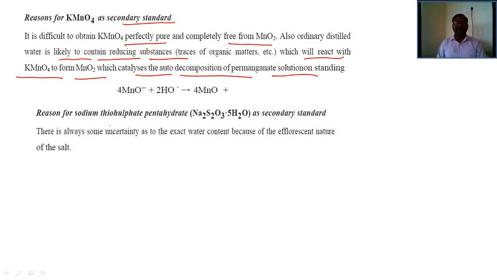Why this? Sodium thiosulfate acts as a secondary standard. There is always some uncertainty as to the exact water content because of the efflorescent nature of the salt. Efflorescent means it absorbs moisture. That is called the efflorescent nature.